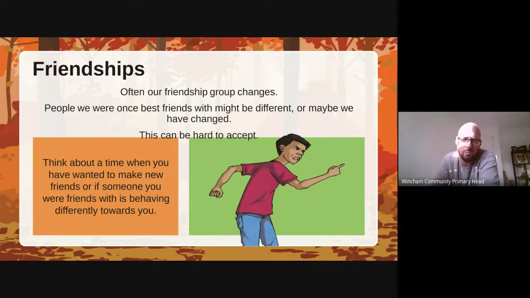Now, often our friendship group changes. People we were once best friends with might be different, or maybe we've changed, and that's hard to accept as well. So think about a time when you wanted to make new friends, or if someone you were friends with is behaving differently towards you. Okay, and just have a think about that in your head. Have you got a time when your friendship group has changed? You might be friends with people now that you weren't friends with before.